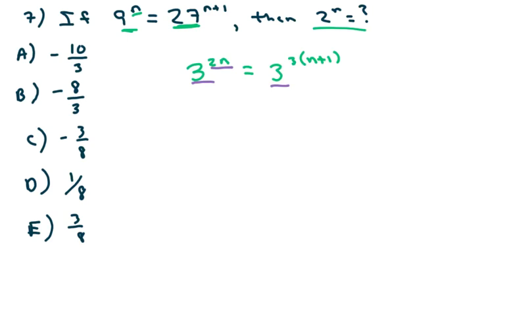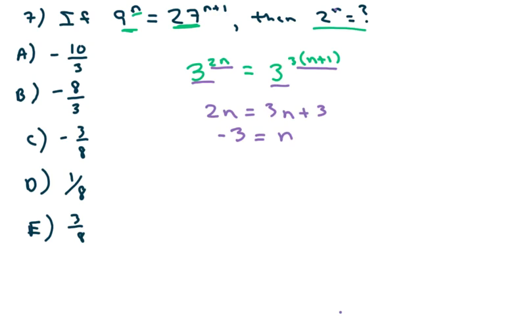So now I just need to get my exponents to equal. So when we solve for n, then we're going to plug it in. So 2n equals 3n plus 3. And I'm going to move the 2n over here, so you get n equals negative 3. Or you can do it any way you want.